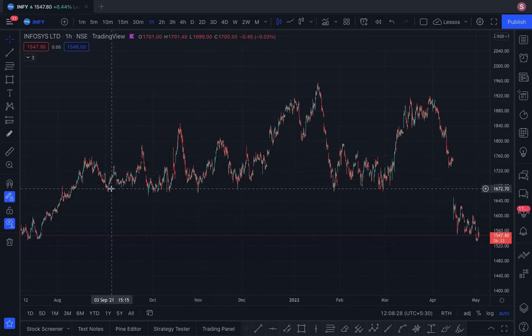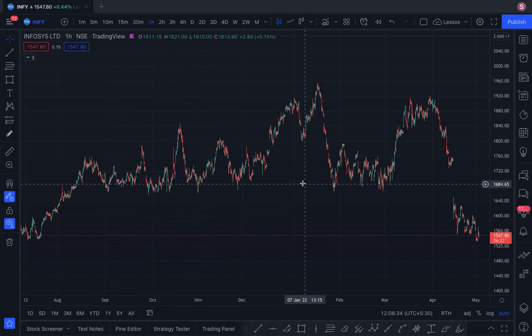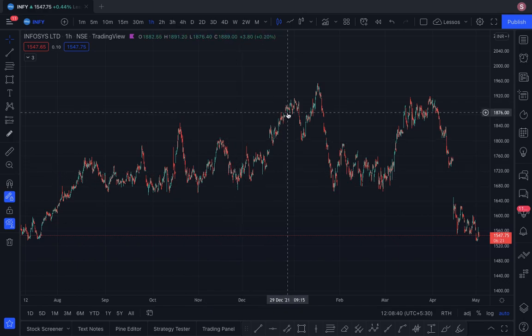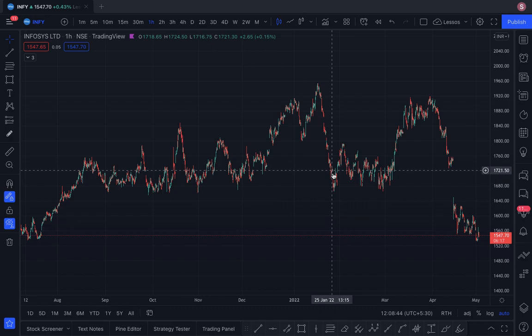So again, you see such an important area, Infosys, such an important area. You see here, the price is consolidating every time it comes to this area, and after consolidation, it gives a big move. Consolidation, big move. Consolidation, very big move. Again came down, came down, came down. Again an area of consolidation, breaks down a little bit. Again went up. Again went up.